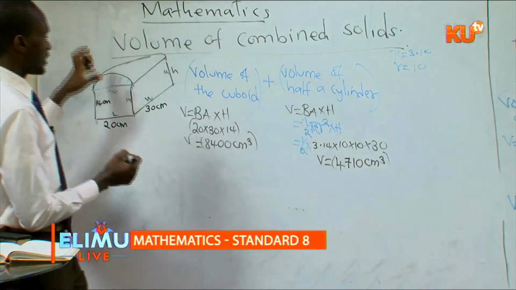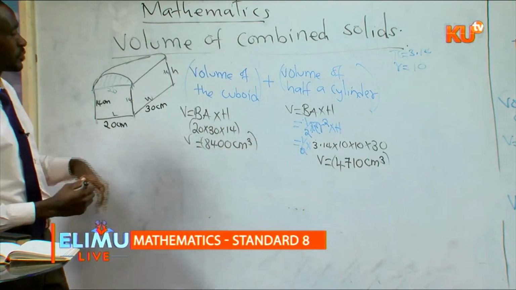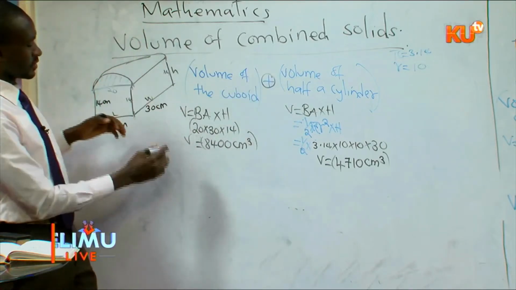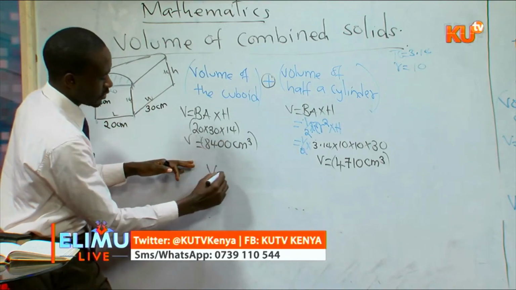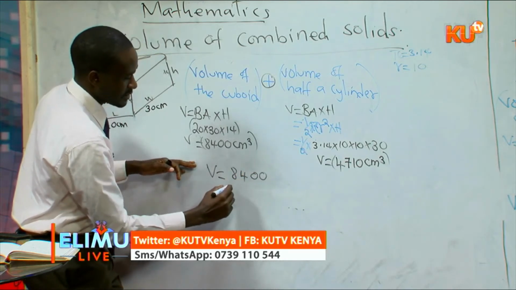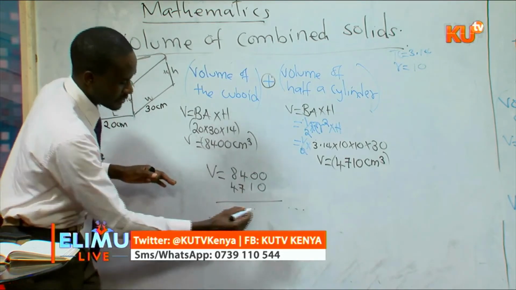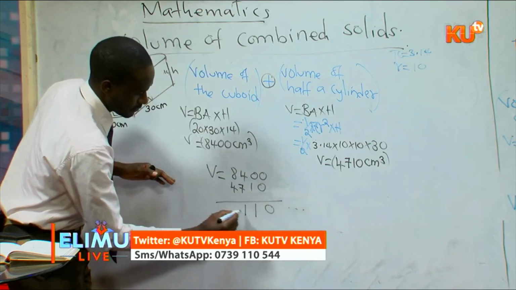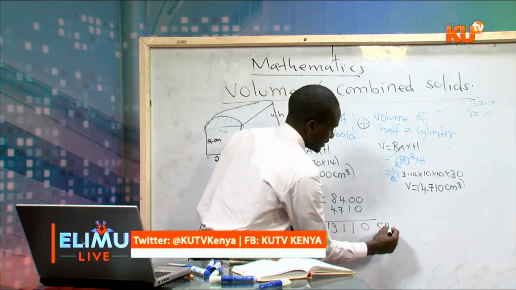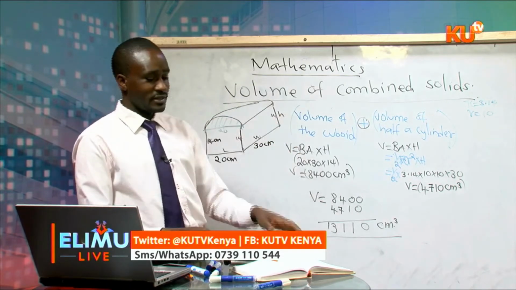Now this is our volume for the lower figure, which is the cuboid, and the volume for the upper figure, which is half a cylinder. Now what's the total volume? We said we add, because this one has been added on top of this one. So we say total volume is 8,400 plus 4,710 gives us 13,110 cubic centimeter.